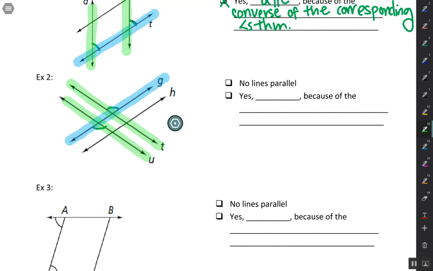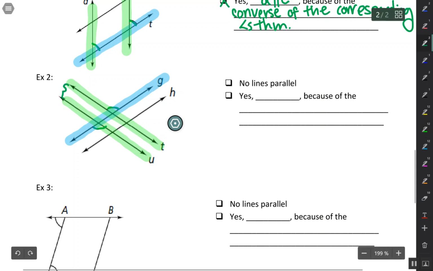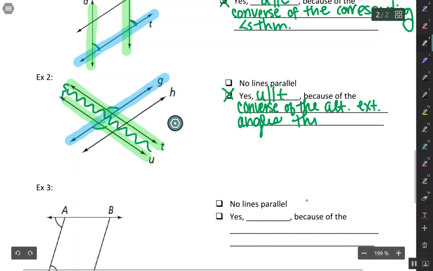So again, ignore H. It's exterior because this is the inside between the two lines right here, and they're on the outside of that. And they're alternating the transversal sides. So this is a yes. And the two lines U and T are parallel because of the converse of the alternate exterior angles theorem.